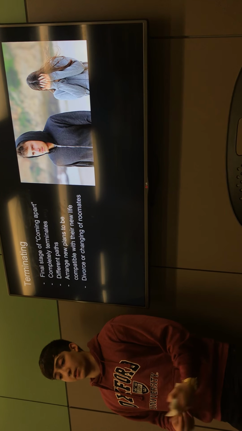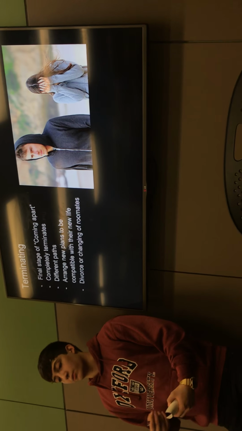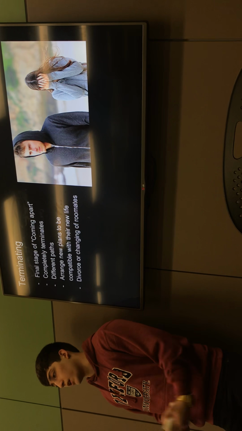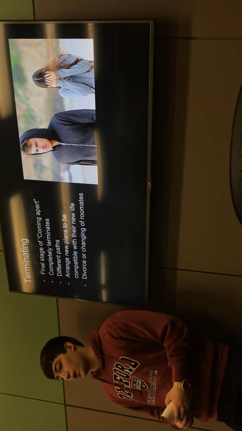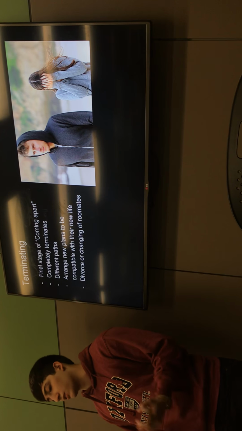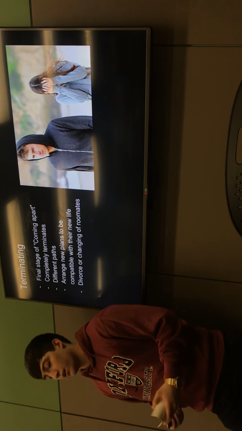The relationship completely terminates. The individuals will decide that they want to take their own separate paths and arrange new plans compatible with their new life. It could lead to divorce, or with friends, sometimes changing of roommates, anything like that.